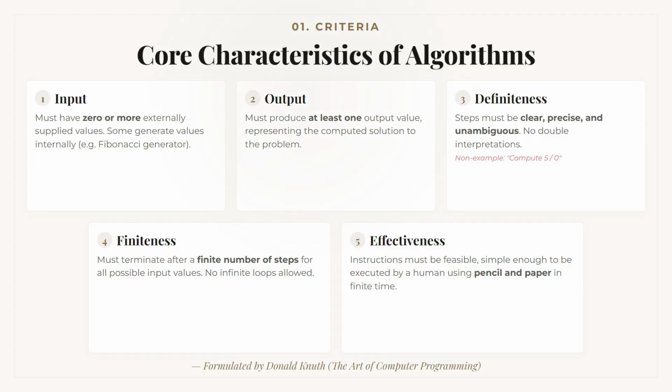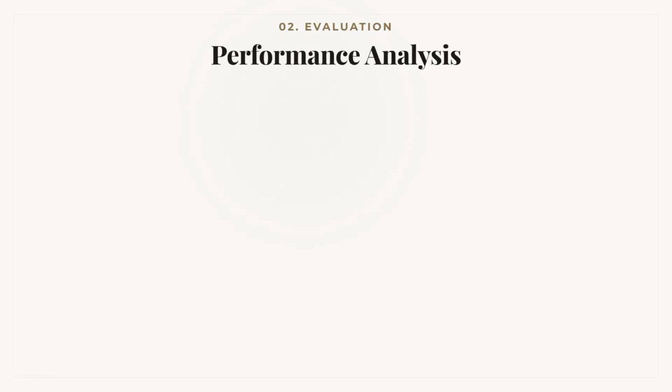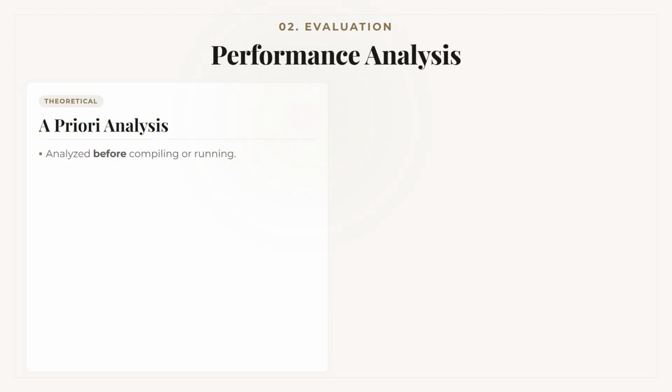Now that we understand what an algorithm is, let us move on to performance analysis. Performance analysis is the process of evaluating how efficiently an algorithm uses computational resources. The 2 most important resources are time and memory. By analyzing these resources, we can compare different algorithms and determine which one is more efficient. Performance analysis is generally divided into 2 categories. The first category is called a priori analysis. A priori analysis is performed before the algorithm is implemented.